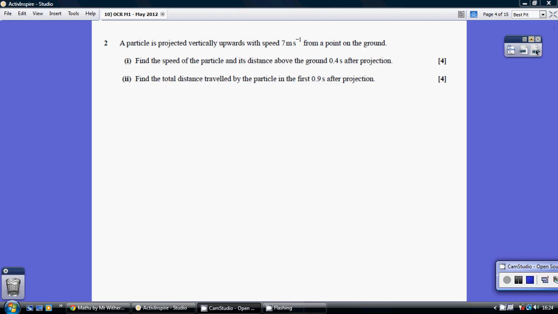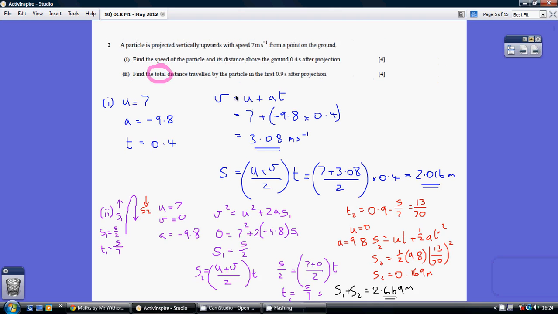Question 2. So for part 1, working out the speed of the particle, well, this is fairly straightforward.